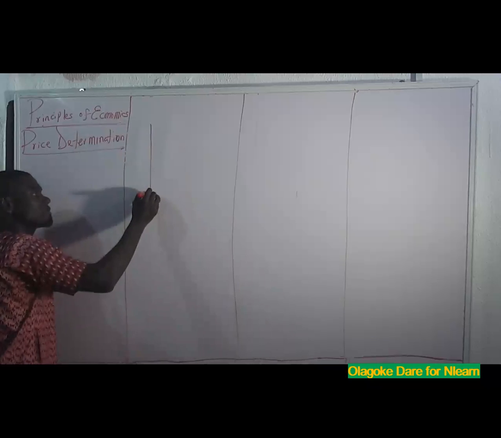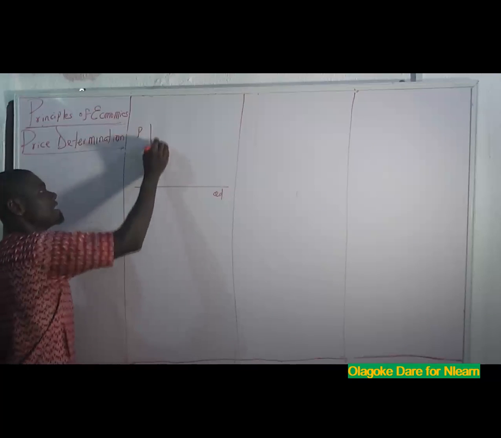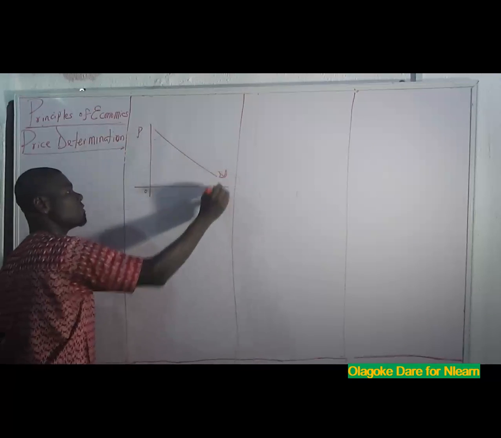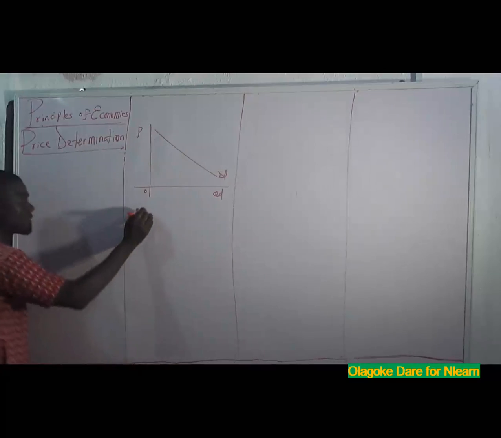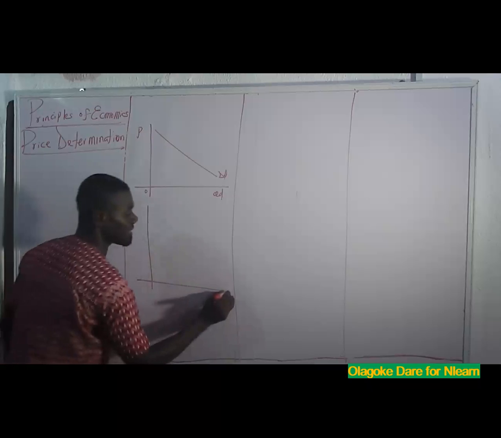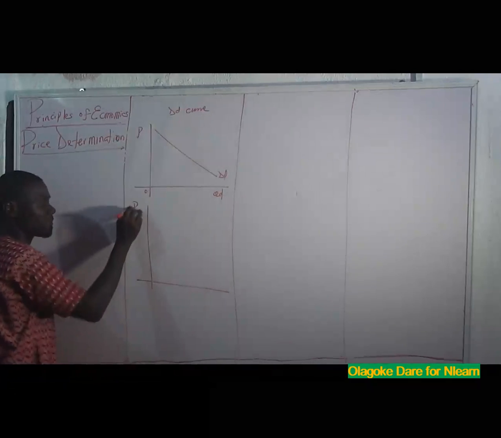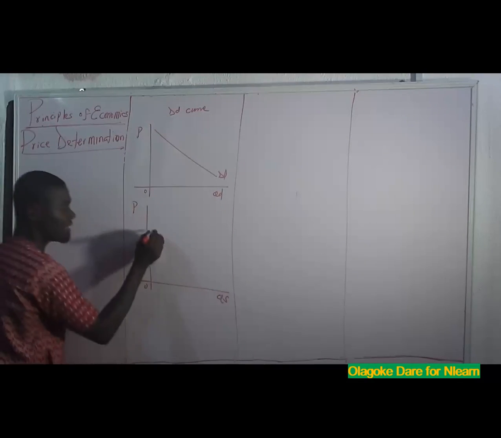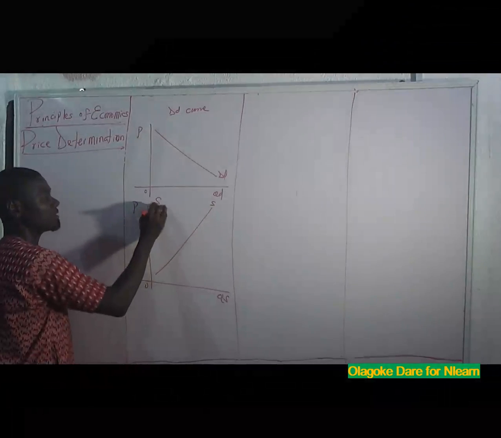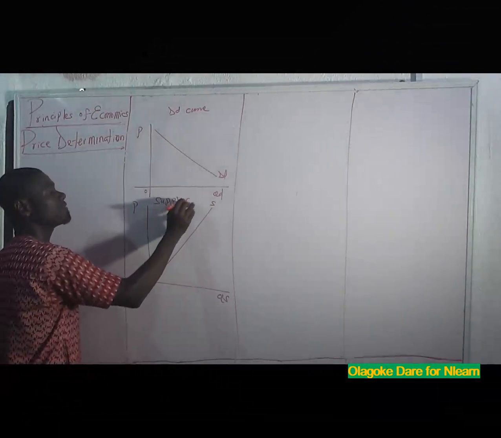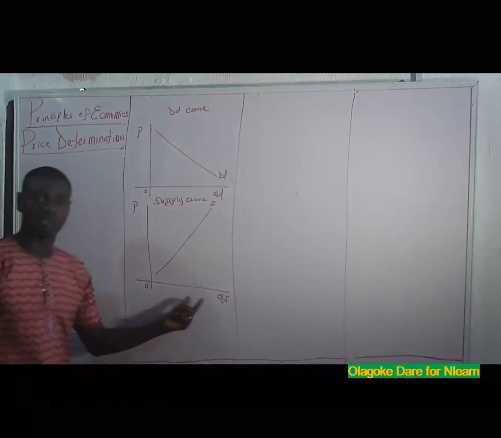My demand curve goes like this. Here is my quantity demanded, here is 0, here is my price. It slopes downward from left to right, which shows an inverse relationship between price and quantity demanded. My supply curve goes like this, and it slopes upward from left to right. My supply curve shows a direct relationship between price and quantity supplied.